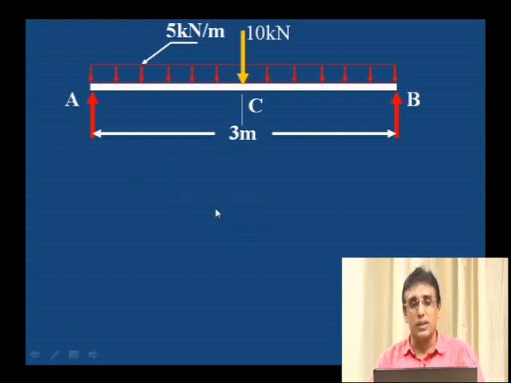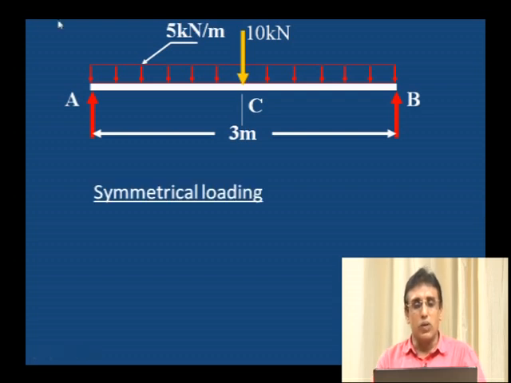Let us discuss these 2 problems, which are related to the simply supported beam having a combination of uniformly distributed load and point load. Afterwards, in this session we will discuss the overhanging beam, single overhanging as well as double overhanging beam, and how to draw the shear force and bending moment diagram for that particular type of beam.